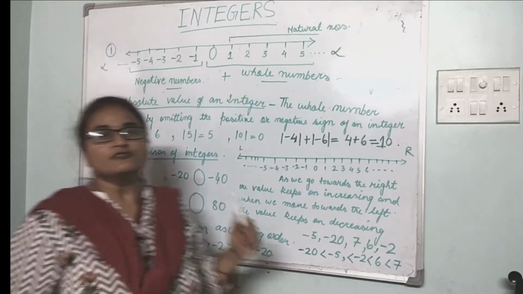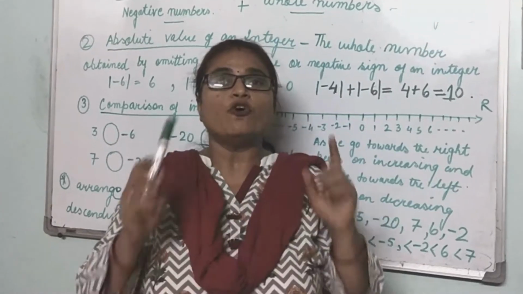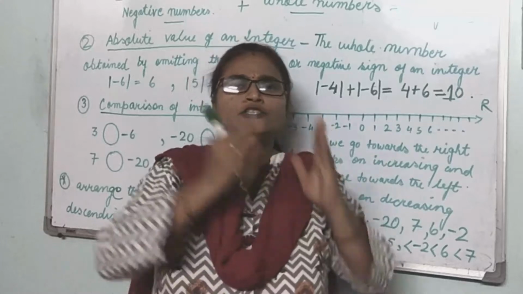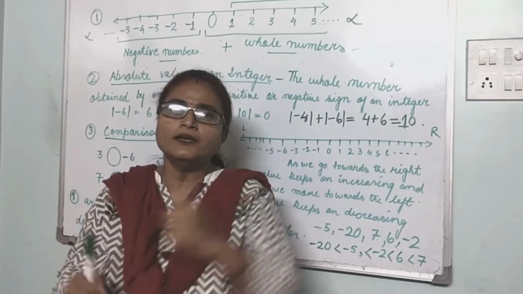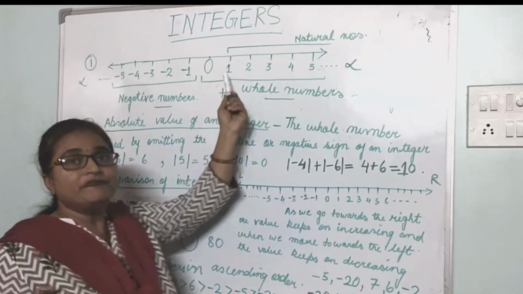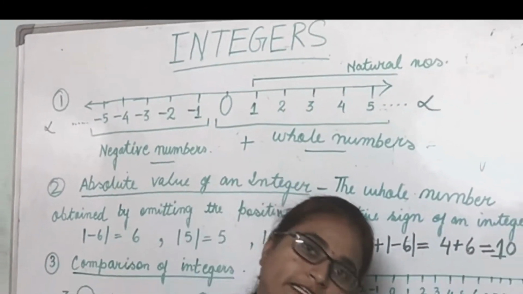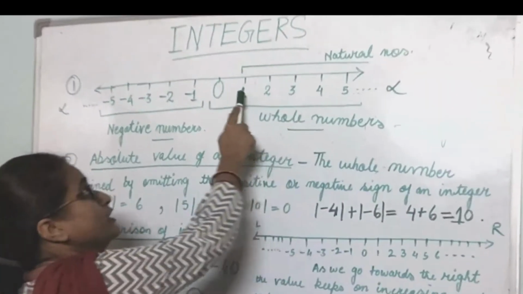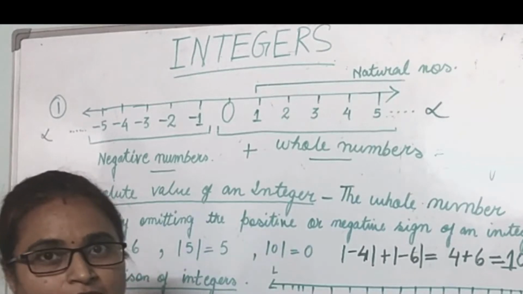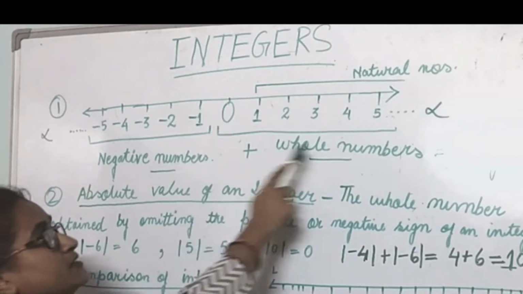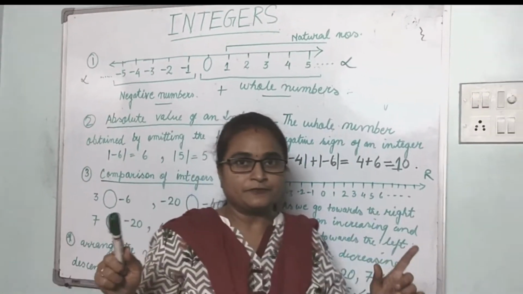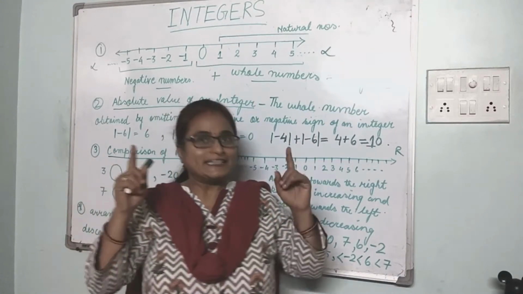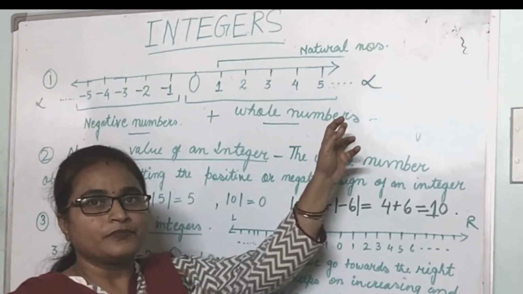In our previous classes, we have already learned the set of natural numbers. Natural numbers always start from 1: 1, 2, 3. Which is the smallest natural number? That is 1. And which is the largest natural number? It is infinite, because it continues. When 0 is included in the natural numbers, we get a set of whole numbers. So what are whole numbers? Natural numbers along with 0 give us the set of whole numbers.